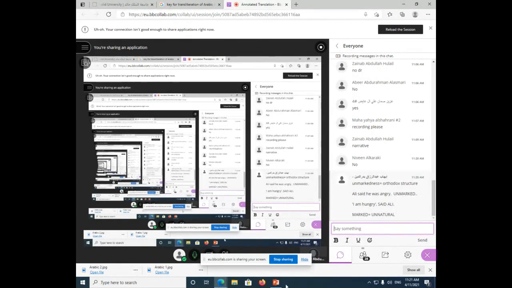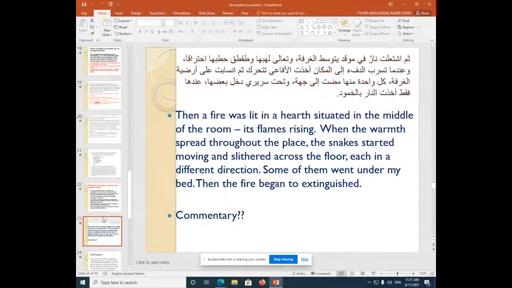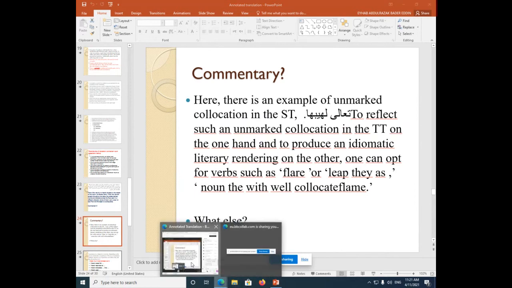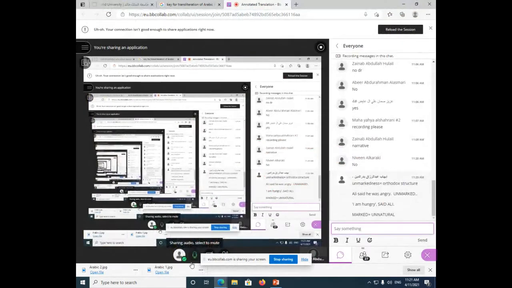So here, when we said unmarked collocation, it is common to say تعالى لهيبها in Arabic, and when we try to look for a verb which collocates well with flames in English, we could use flare or leap or even rise. All of these are correct. Okay, clear?